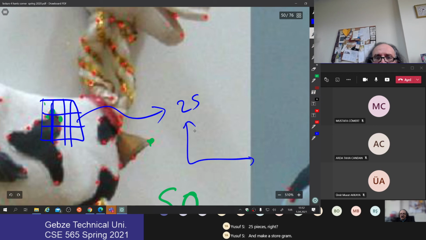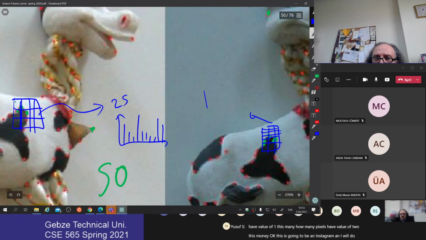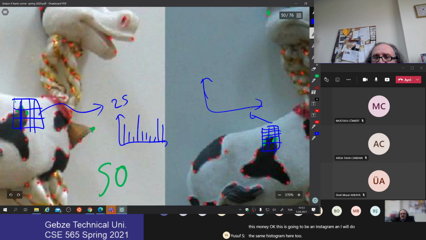Right? How many pixels have value of 0? This many. How many pixels have value of 1? This many. How many pixels have value of 2? This many. Okay? This is going to be a histogram. And I will do the same histogram here too. Since there are many blacks, it is going to be like that.